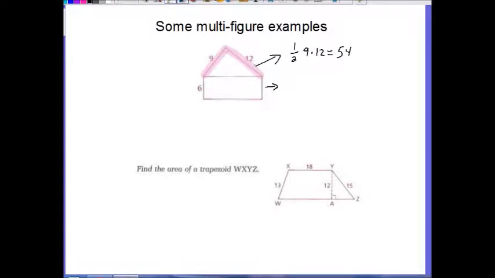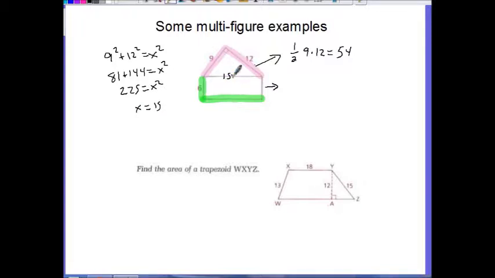I know what my base is, or I know what my height is, I should say. It's 6. I need to find out what my base is. Opposite sides are congruent, so if I can figure out what the top is, I know what the bottom is as well. So here we go. In a right triangle, we're going to do Pythagorean's theorem. 9 squared plus 12 squared equals x squared. 81 plus 144 equals x squared. 225 equals x squared, and when I square root it, x equals 15. If that's 15, so is the bottom.